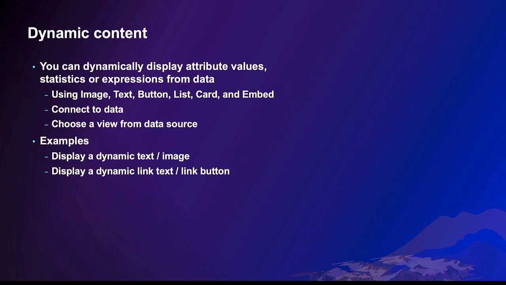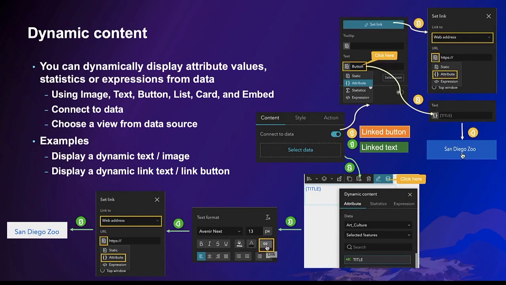Another important aspect of data source is dynamic content. You can dynamically display attribute values, statistics, or expressions from a feature layer using widgets like text, button, image, etc. An example is that you have a feature layer that contains URLs to websites, and you want to use a button as a link to open the website associated with a selected feature. The diagram illustrates the steps to create a dynamic link button and link text.